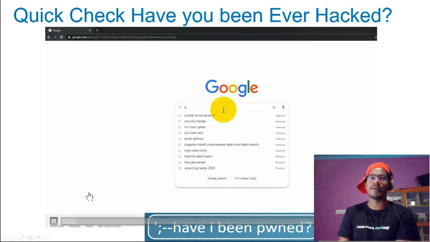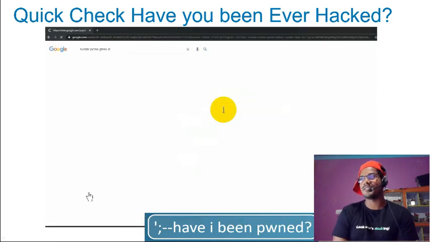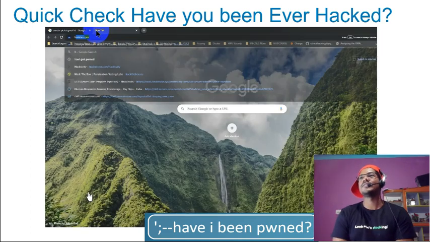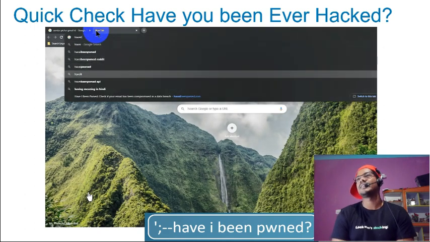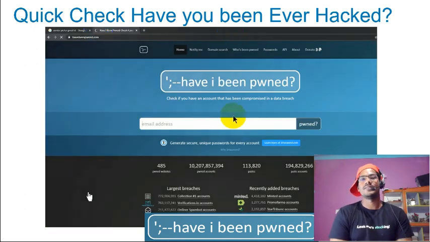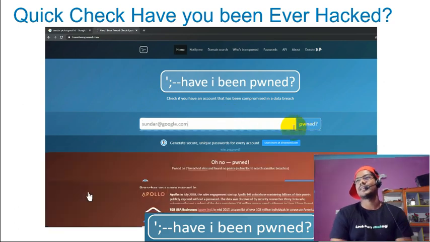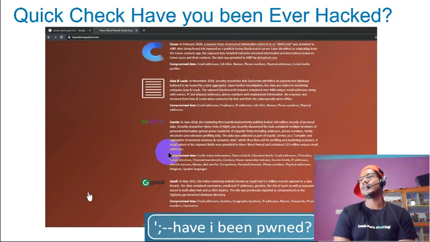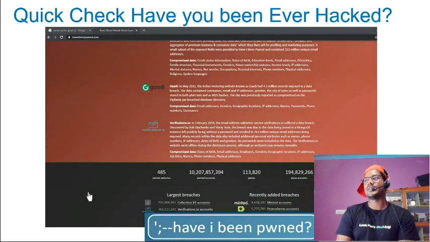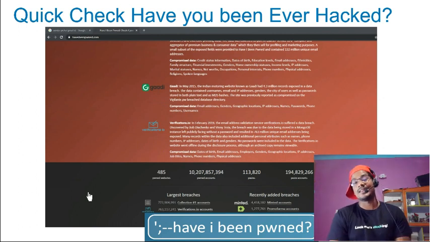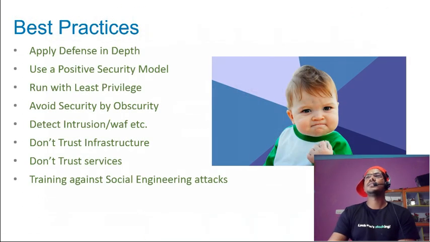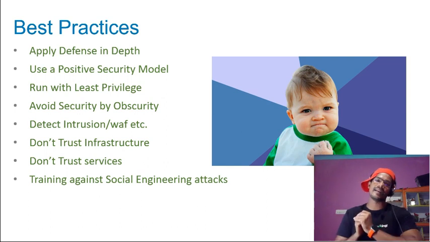I've taken one simple example, maybe Sundar Pichai, one of the famous CEOs. I just took the email address and went to this Have I Been Pwned website and checked whether this particular user has been hacked in the past using any of the websites. You see Apollo or data leaks or Gardi and all those different websites where this particular user has an account and that has been pwned in recent time. Now, moving forward, let's talk about some of the best practices to defend against this kind of attack.